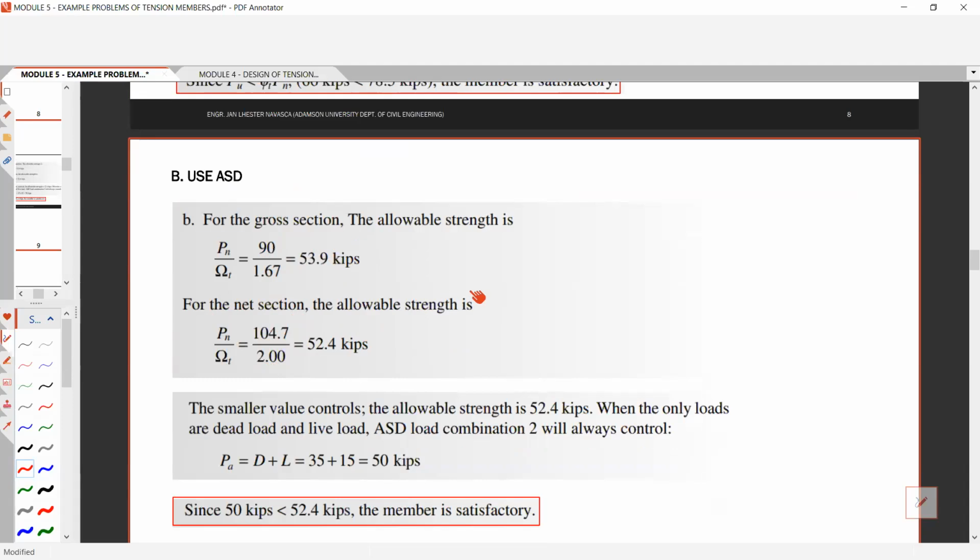Since you have two capacities, always note what you are computing. This is the capacity. What you will be choosing is the smaller of the two limit states. So we will be using 52.4 kips. So 52.4 kips is your governing capacity.